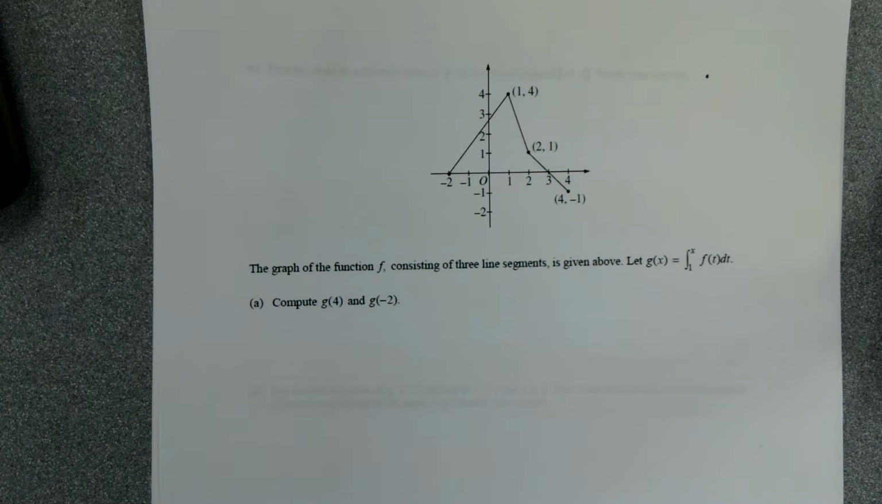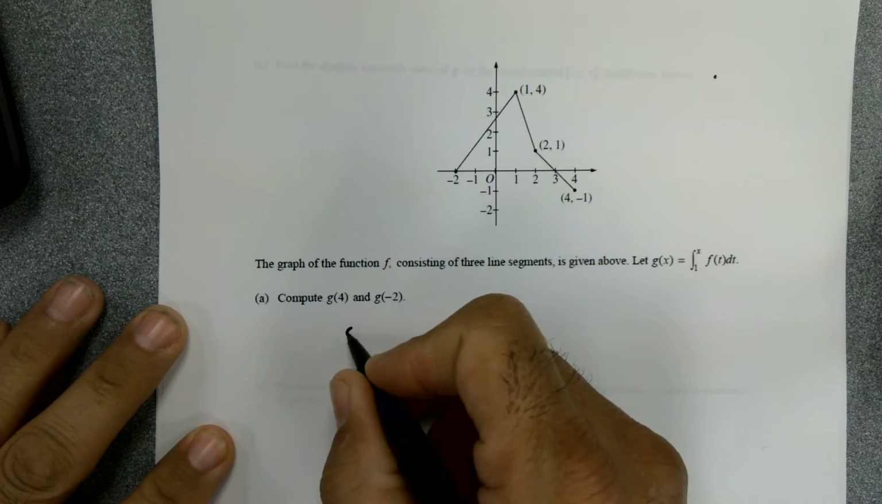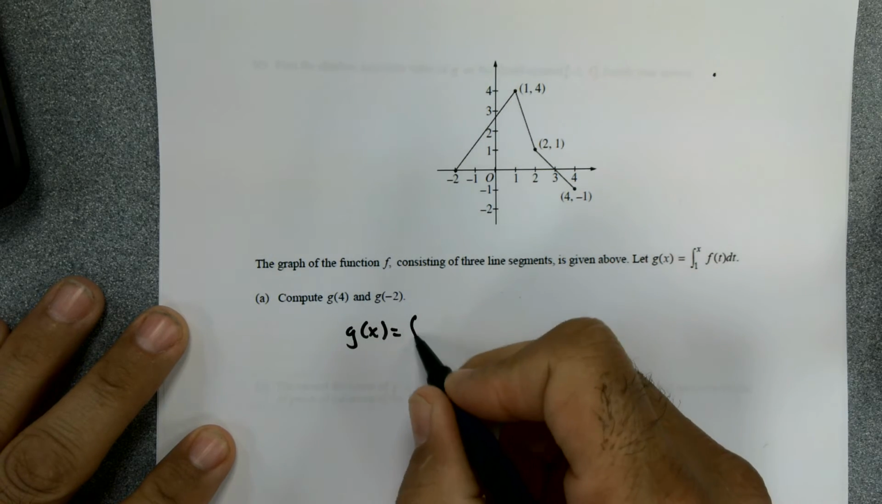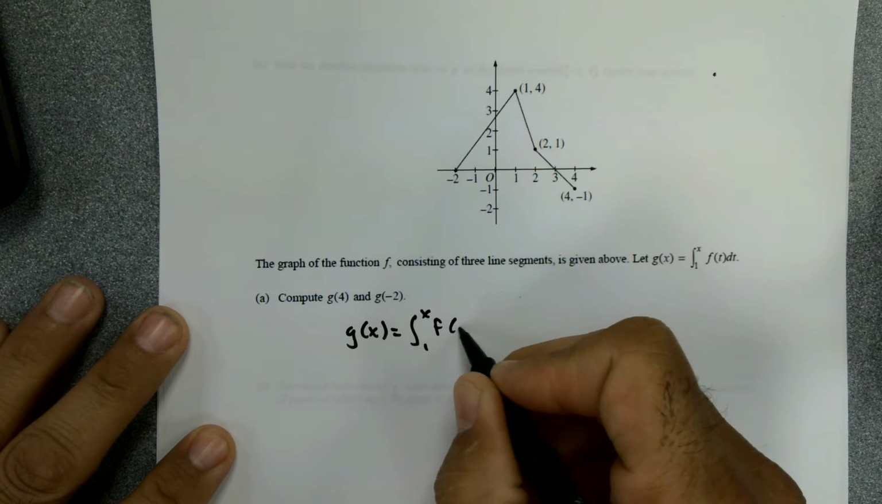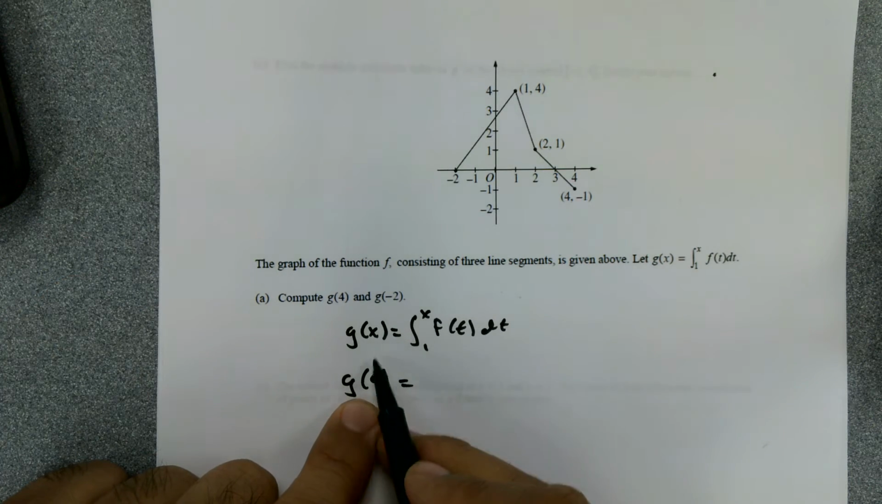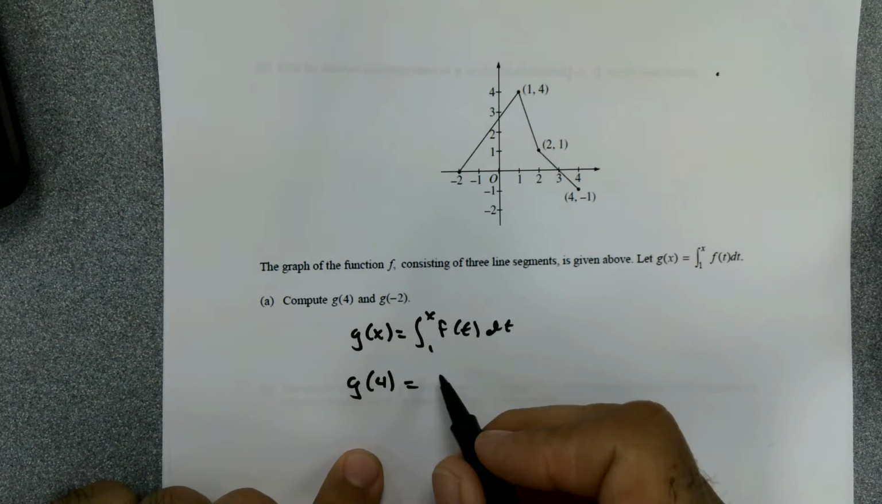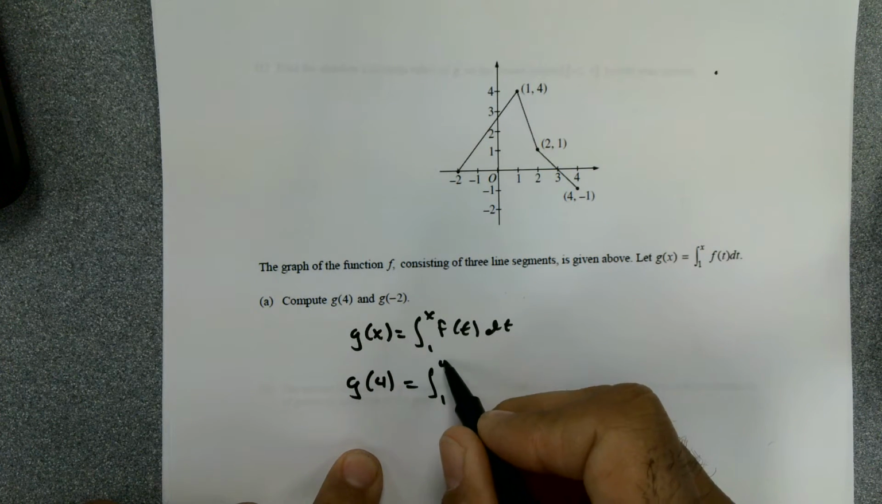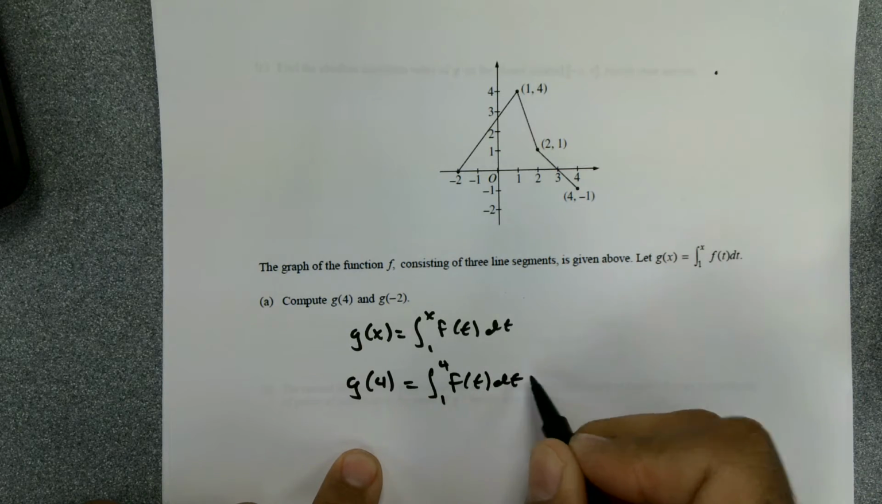Okay, this one says the graph of the function f consists of three line segments given above. Let g of x equal the integral from 1 to x of f of t dt, and it says compute g of 4. So first thing I want to do is write down what g of x is. I know that g of x is equal to the integral from 1 to x of f of t dt. If I want to find out what g of 4 is, that x is replaced with 4, so wherever I see an x over here, I'm going to replace it with 4. So we have to integrate from 1 to 4 of f of t dt.